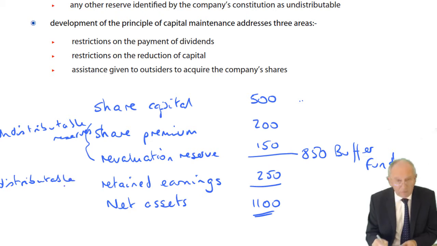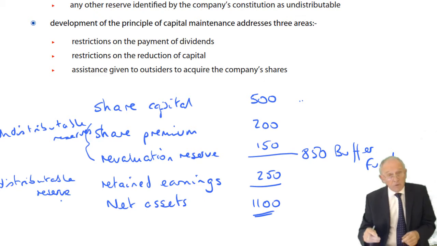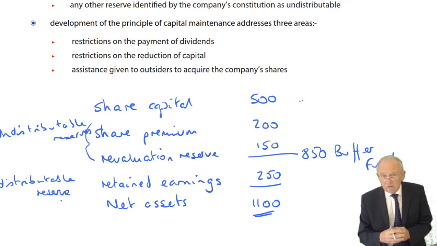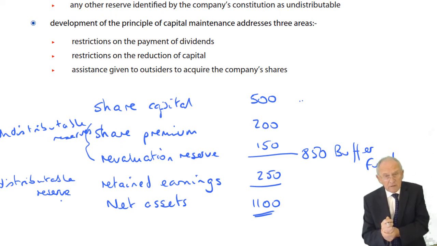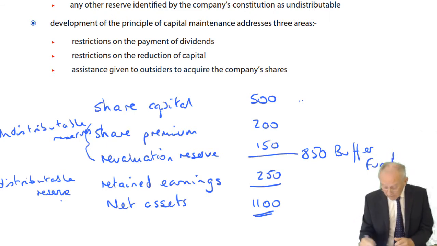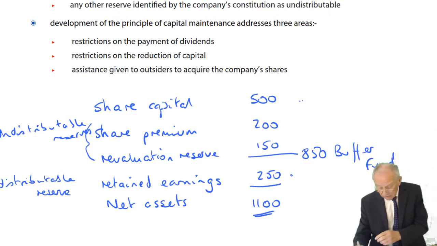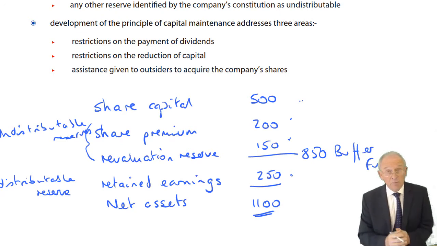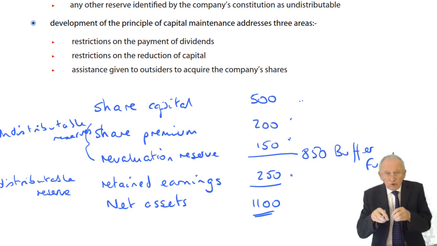And when it talks about distributability and undistributability, we're looking at distributions to the members, normally by way of dividend or possibly by way of capital repayment. In this very simple company, the maximum payout by way of dividend would be 250, because the other 200 and 150 are undistributable reserves. They cannot be paid out by way of dividend. So we cannot use them to finance the payment of a dividend.